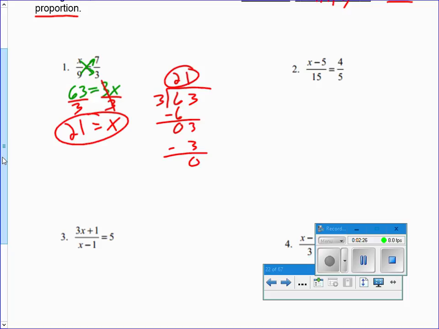On the second problem, it's going to get a little bit more complicated. We start off the same way. It's a proportion, one fraction equal to another fraction. We still start by cross multiplying. 4 times 15 is 60. Now the key we have to remember here is since we have two terms, we have to distribute. So we have to multiply the 5 by all of x minus 5, both by the x and by the 5.